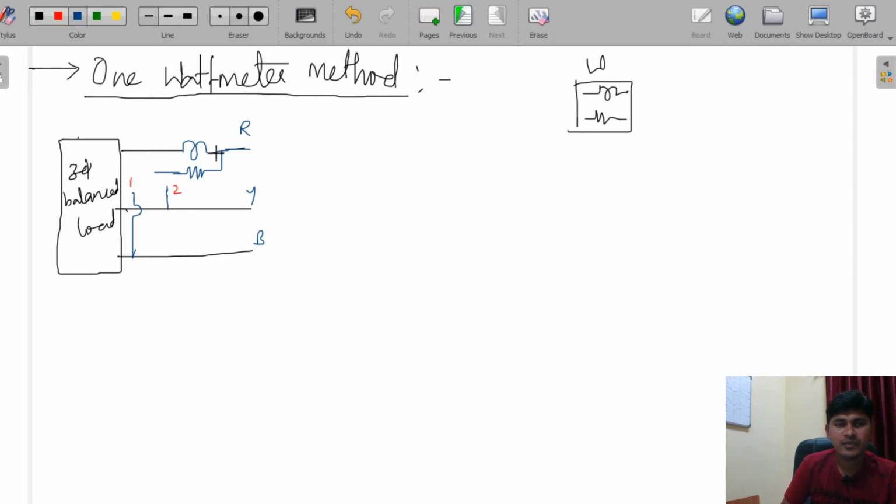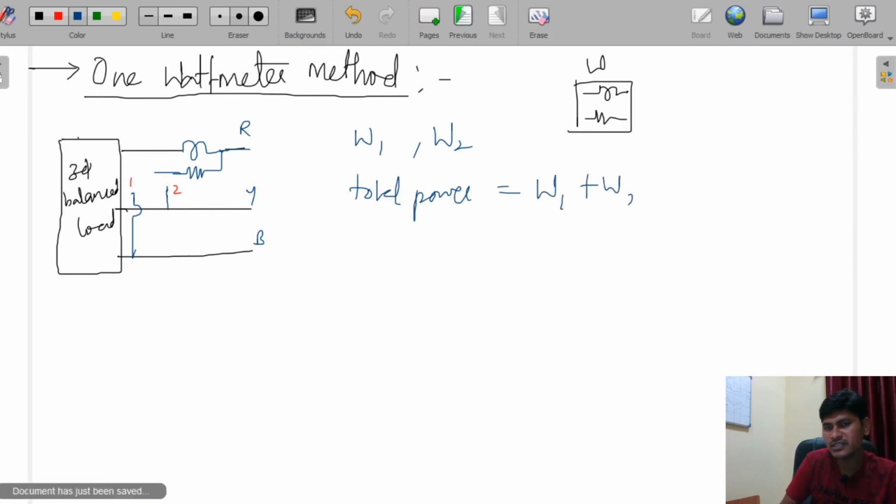So you do one thing. First, you connect the pressure coil of the wattmeter between these two lines, between R and B. Then you will get one reading, that is W1. Next, you connect this pressure coil between this line and line Y. Then you will get another reading, that is W2. Then the algebraic sum of these two readings will give the total power consumed by this three-phase load, that is W1 plus W2.